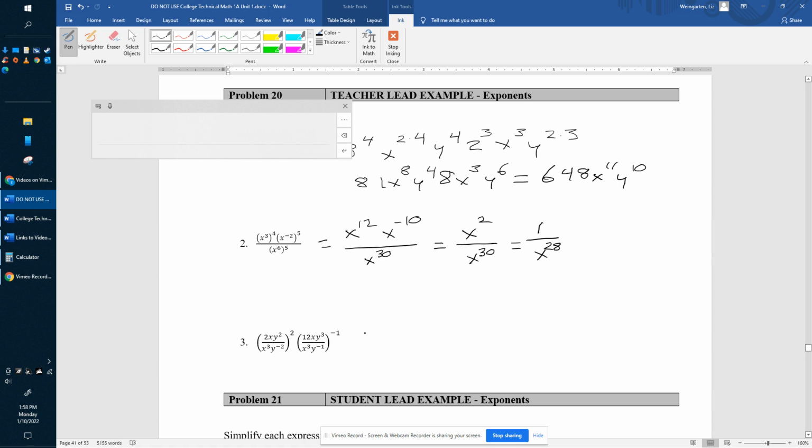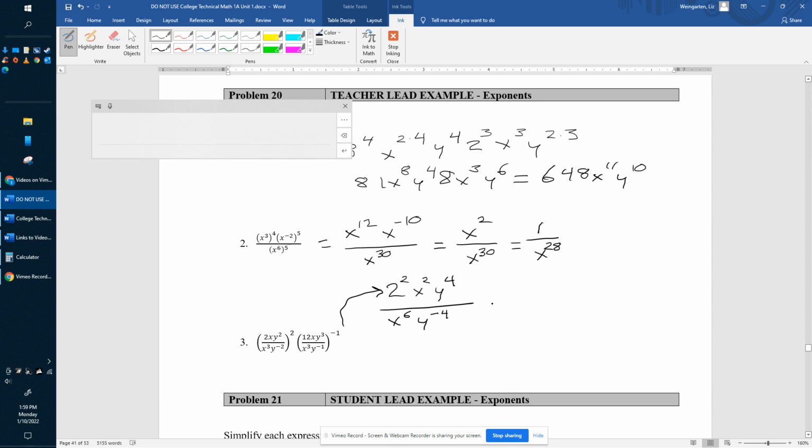Last one, and it looks like it's going to be the most exciting one. I am going to start it up here because I think we're going to need a lot of room. So, again, distribute your exponents first. We have 2 squared, x squared. Y to the 2 times 2 is y to the 4th, over x cubed squared is x to the 6th. Y to the negative 2 times 2 is negative 4.